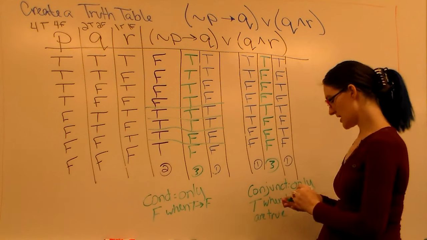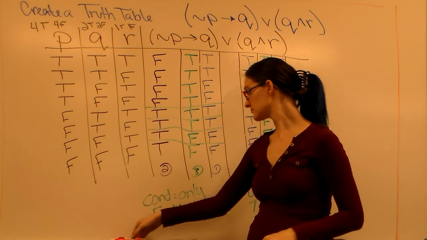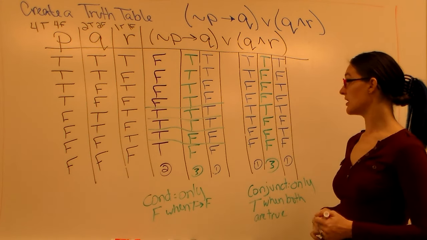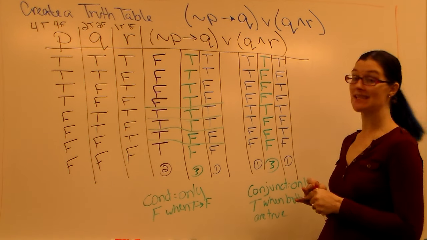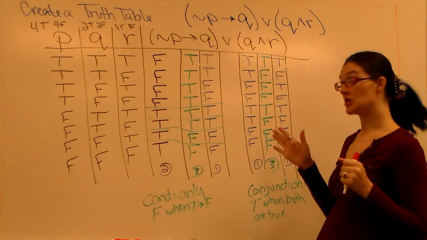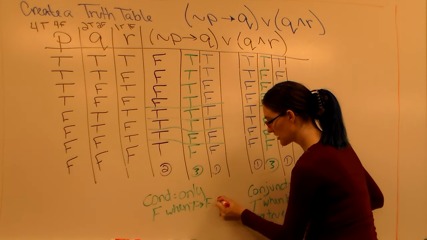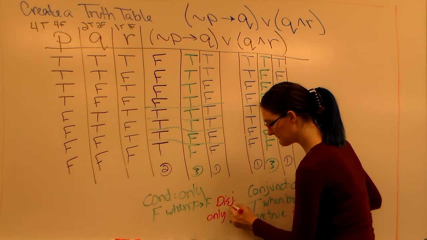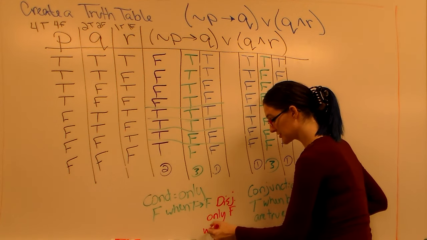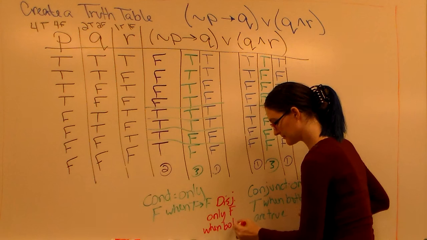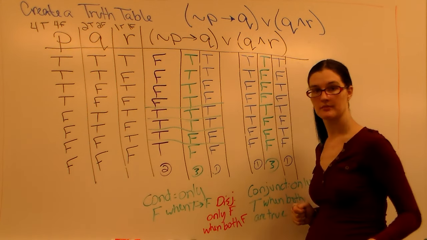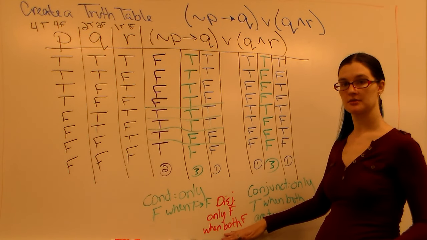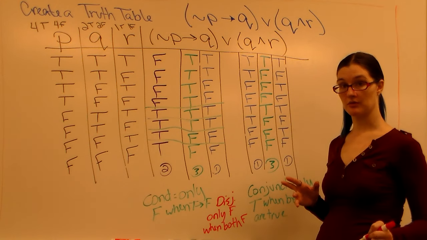So when that's the third layer I have put in, I've only got one column left. All right. So in this last column, we're doing a disjunction. So again, you need to know the rule for disjunction. Disjunction is only false when both are false. Okay? Only false when both are false. They're both not false, you're going to put a true.